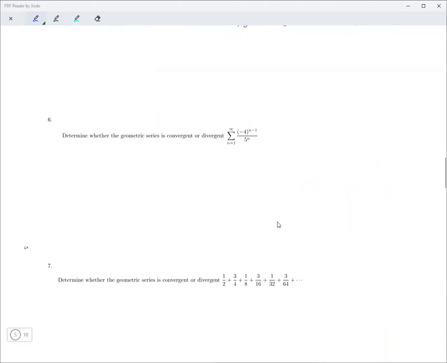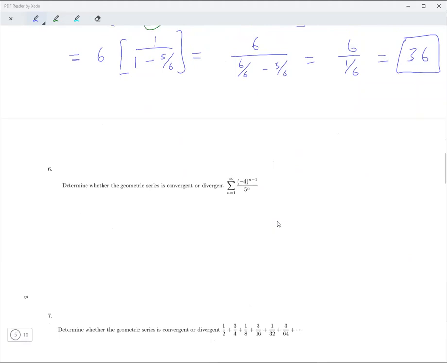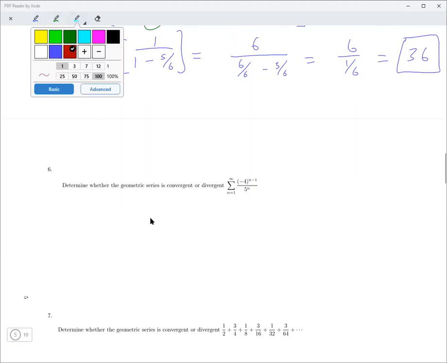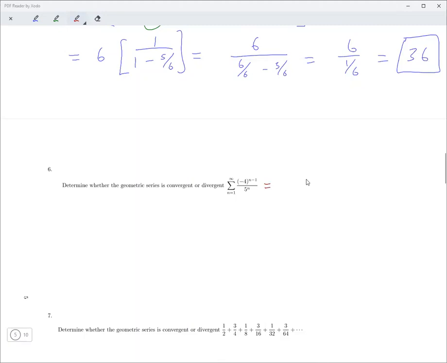Okay, let's look at number 6. Determine whether this geometric series is convergent or divergent. So again, what you want to do is start writing terms out. So when n equals 1, what do we have? You put a 1 in here, you get -4 to the 0, which is 1, over 5.